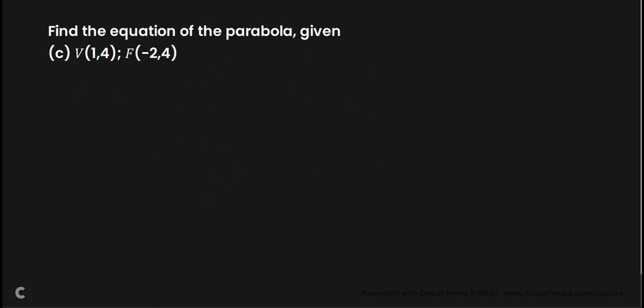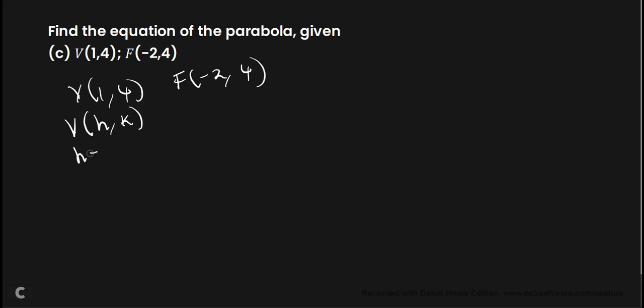Then let's go to the other equation that says find the equation of the parabola given that you have the vertex which is 1, 4 and negative 2, 4, like that, right? In this situation where you're having something like that, our vertex is 1, 4. So this means that h, k, right? That's a vertex. So h is equal to 1, then k equal to 4, right?